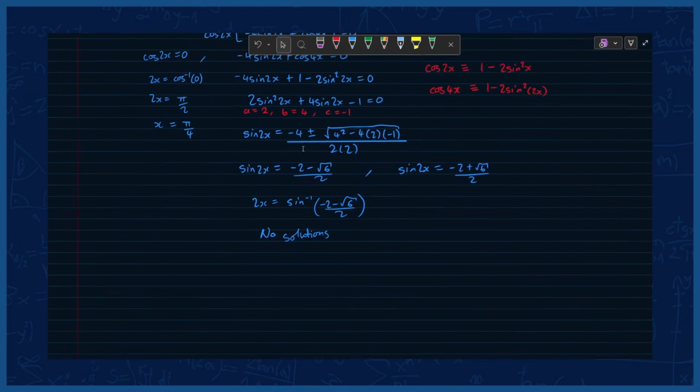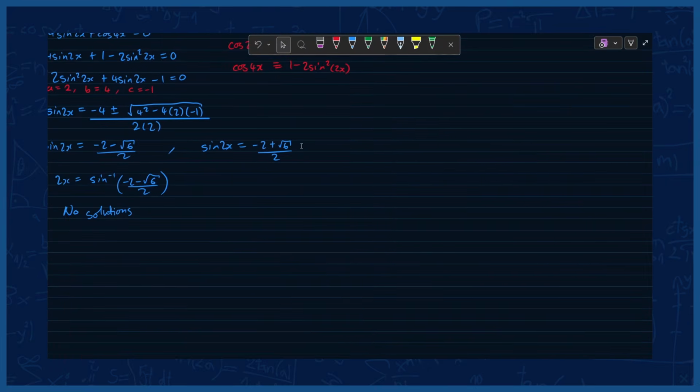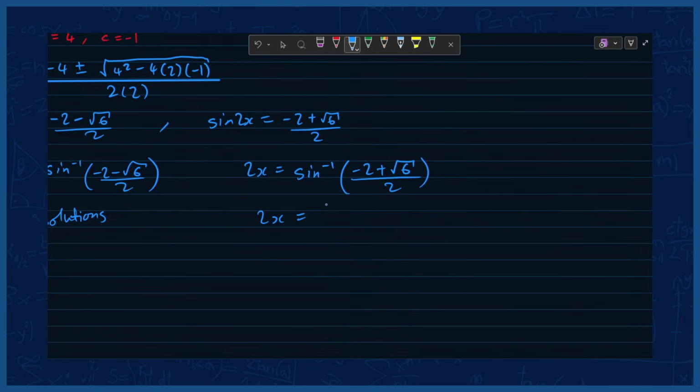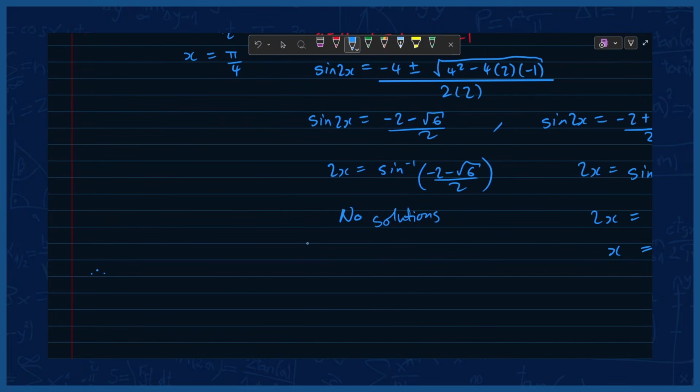Surely, how many equations have we solved? And we've been concluding no solutions. Okay, so 2x is equal to arcsine of negative 2 plus root 6 over 2, and this gives 0.22668, and then divide this by 2, you should get 0.113, correct to 3 significant figures, which makes sense for the interval that we have.